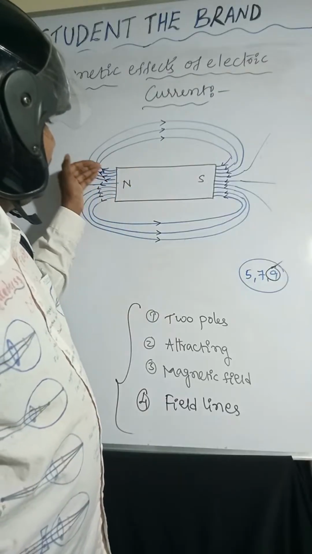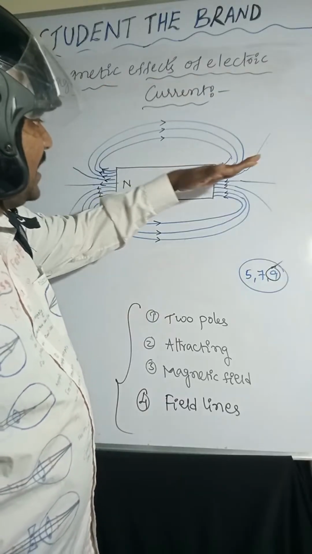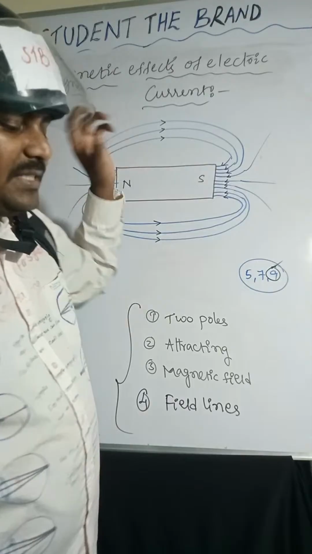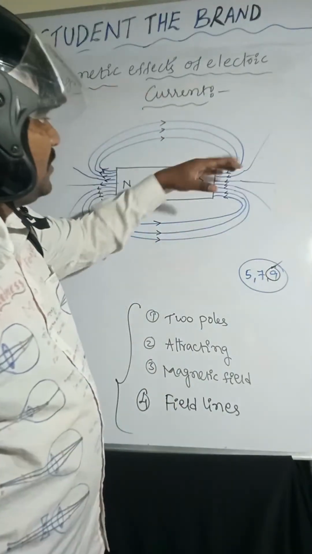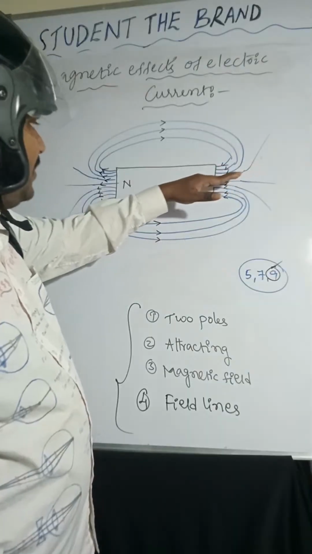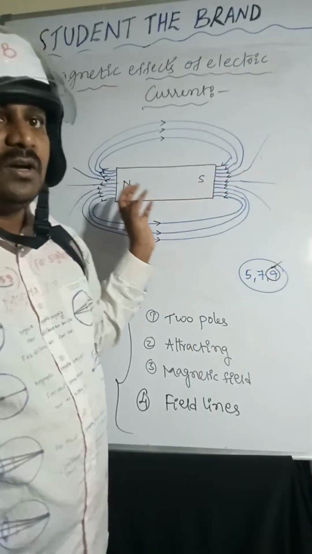Outside the bar magnet, the magnetic field direction is from north to south; inside, it is from south to north. Once again, outside of the bar the magnetic field will be from north to south, and inside of the bar it is from south to north.